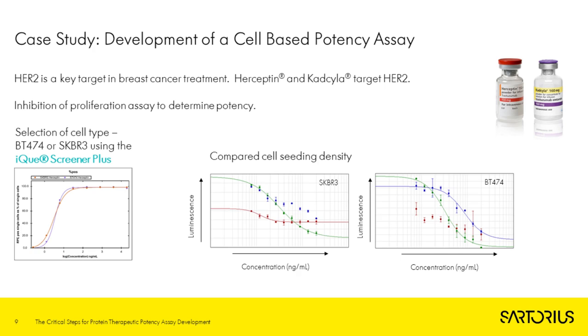So in the second case study, we looked at development of a cell-based platform method to measure inhibition of proliferation using HER2 binding as our model system. So HER2 is expressed on some breast cancers, and targeting HER2 has led to some blockbuster therapies, so the monoclonal antibody Herceptin and the ADC Kadcyla.